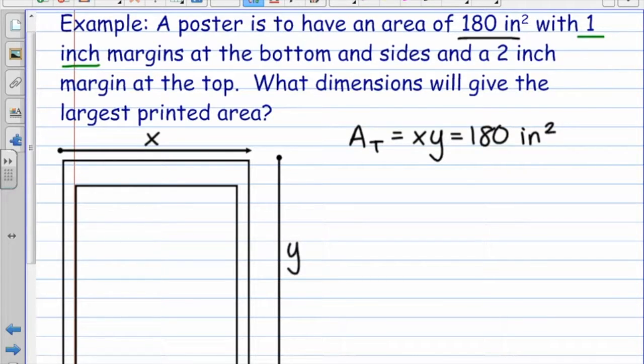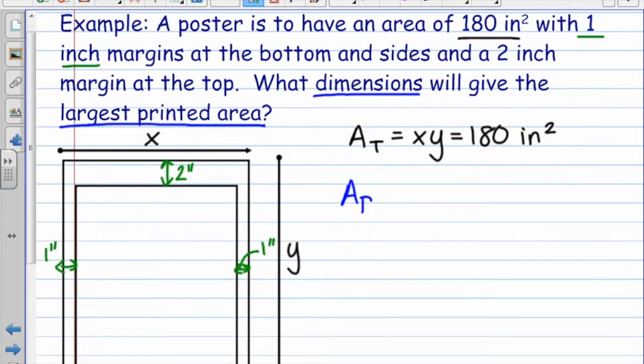Now I know that they have 1-inch margins. So from the edge of the page to the printed area, that inner rectangle, is 1 inch. At the bottom is 1 inch as well, and then at the top is 2 inches. So that inner rectangle is the printed area, where the printer can print. So it wants the dimensions that give the largest printed area.